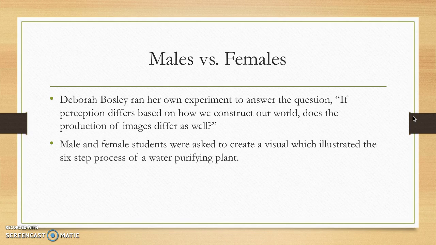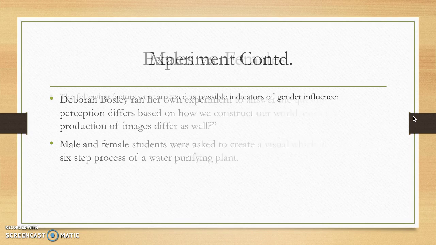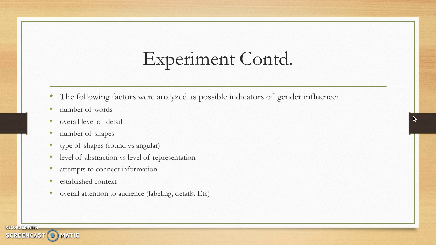Deborah Bosley ran her own experiment to answer the question: if perception differs based on how we construct our world, does the production of images differ as well? Men and women undergrad students were asked to create a visual which shows the 6 steps of a water purifying plant. And these were the different factors that were analyzed as possible indicators of gender influence.